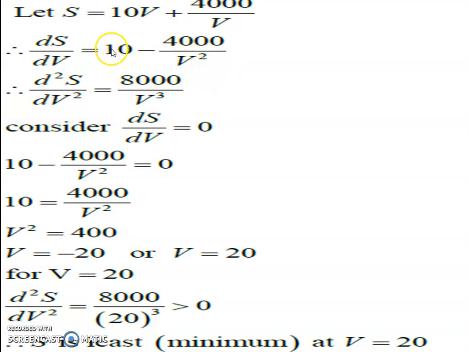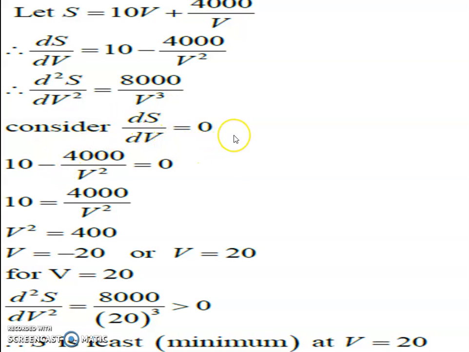V square into 10, obviously 10v, and we have to simplify 4000. So we have to derive this as d square s by dv square. How is it possible? We have to take the second order derivative with respect to v. Derivative of constant is 0, then 1 upon v square. Derivative of 1 upon v square is again minus 1 upon v square, minus minus becomes plus, and 2 remains there, so 8000 upon v cube.